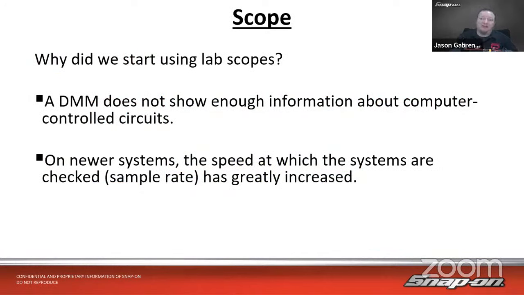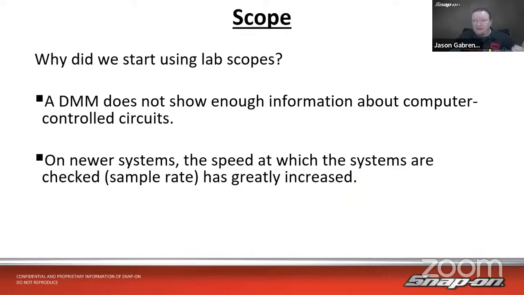So the component testing really has to do with a scope. So why do we start using lab scopes in an automotive setting? Because in a lab setting, hence where it kind of came from, analog scopes were used in lab settings and electronics for years and years.